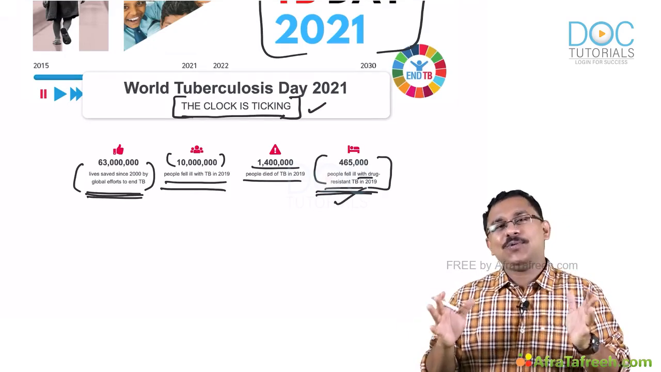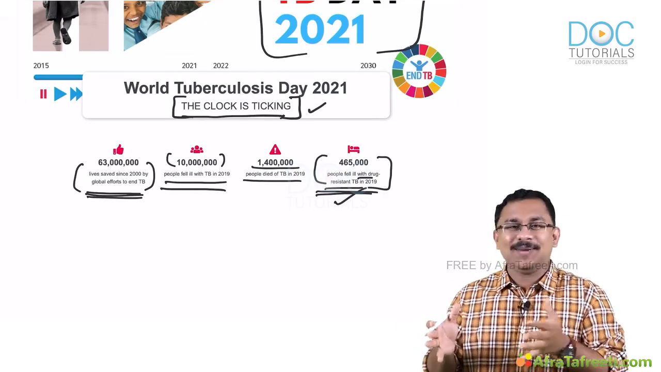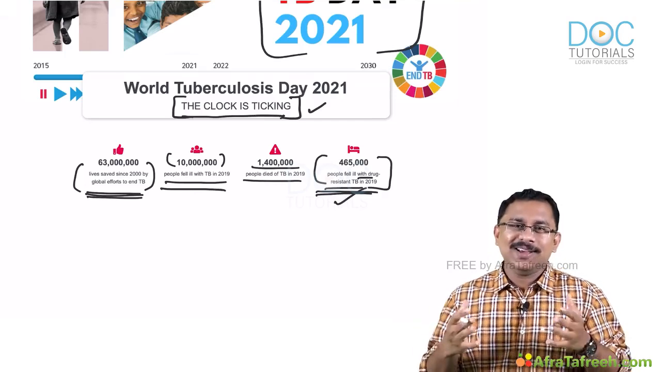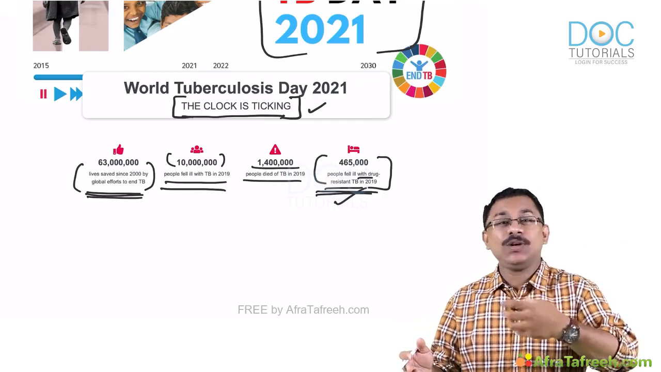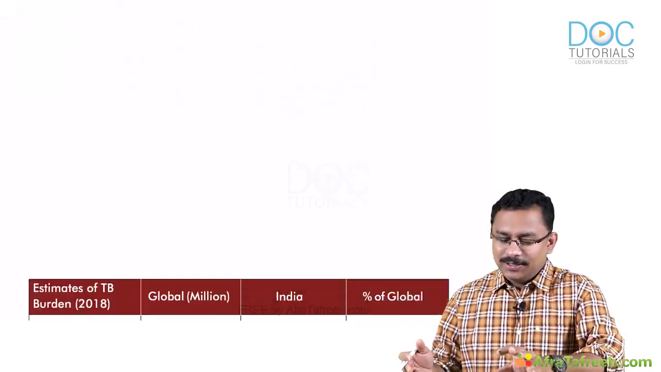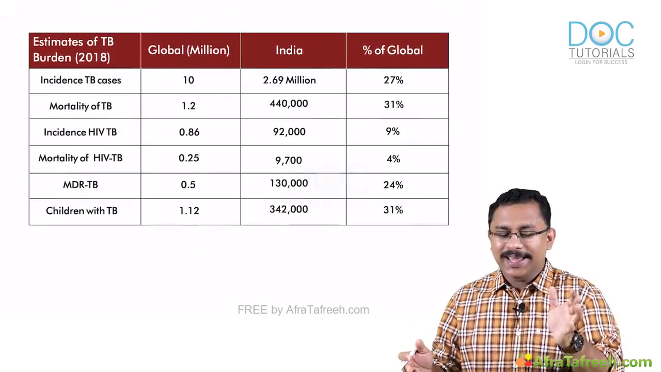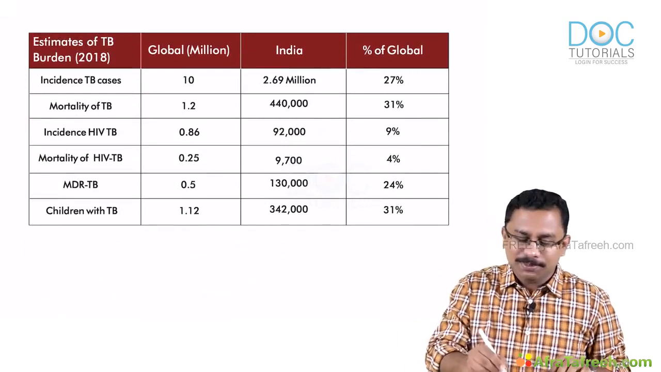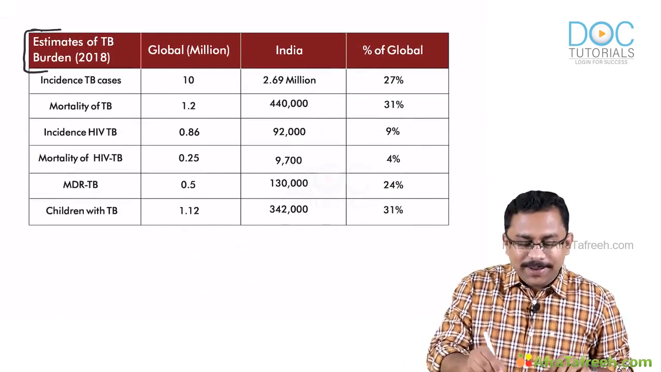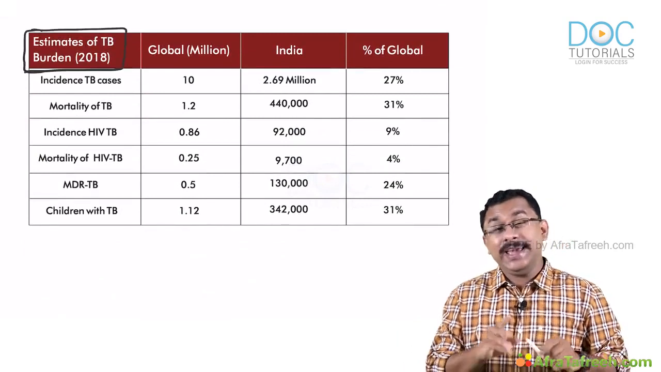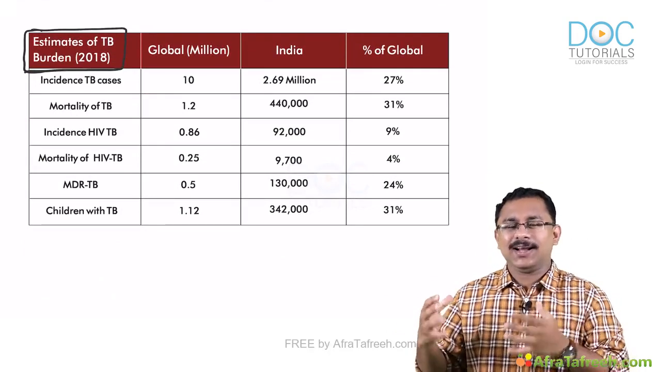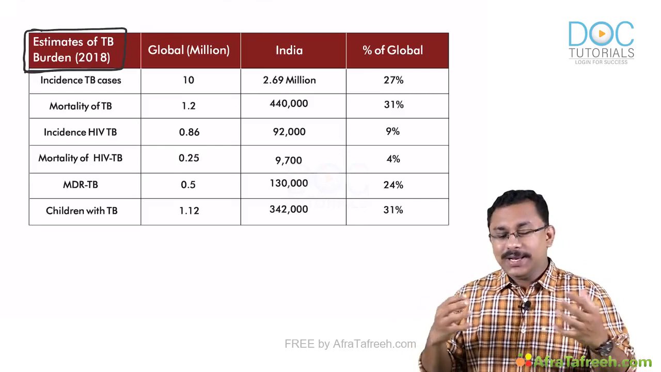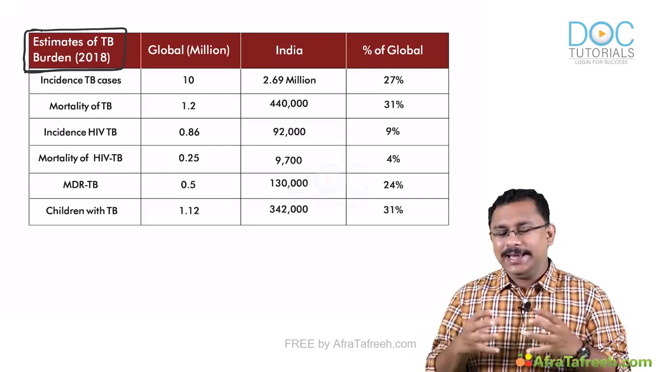I'm sure that you would have seen these large numbers and understood that this is the global impact. Now let's have a comparison with our country. These are the estimates of tuberculosis burden. This comparison is with respect to the 2018 data, because the survey was done in our country in 2018. So let's make a comparison with the data.